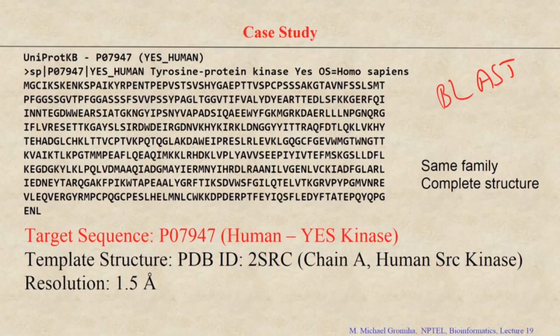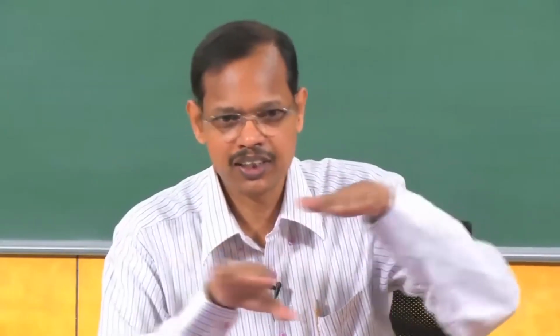Then how do you choose your template? First you look at the same family, and check that the complete structure is known. Sometimes you get 98% sequence identity, but the structure is not complete, you have only a partial structure. Sequence-wise it aligns at 98%, but if you look at the structure in the PDB you have only a partial structure. So, you need to make sure that the complete structure is available.